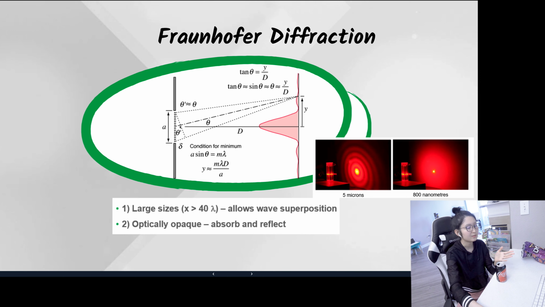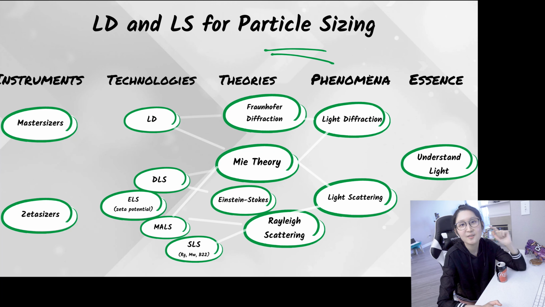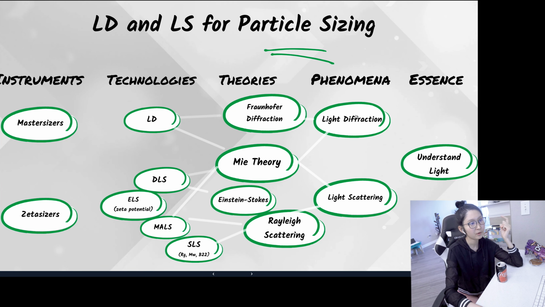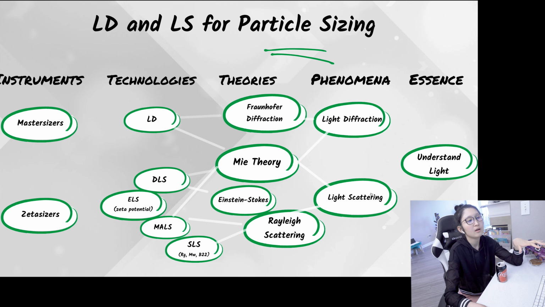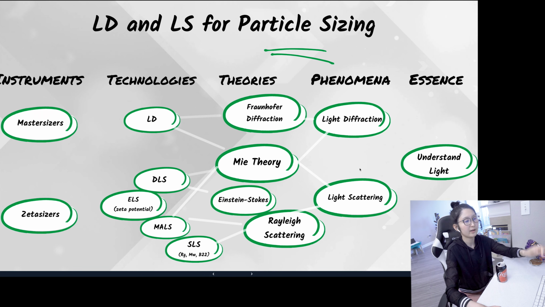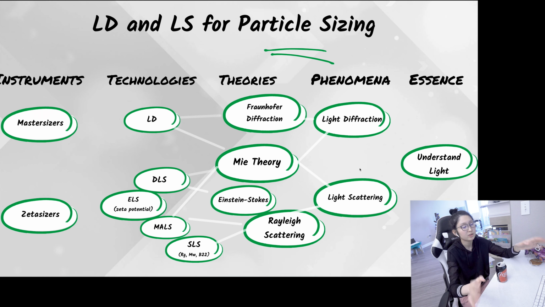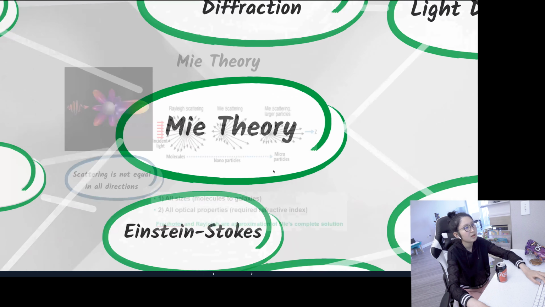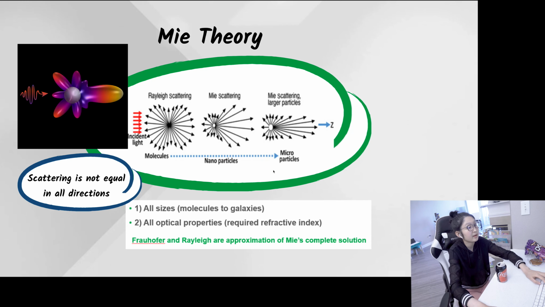Otherwise, it's pretty obvious. Okay, now comes the superstar, Mie theory. As you can see here, I drew lines pointing from Mie theory to both diffraction and scattering, because it covers both and the range in between, which is the majority of things that exist. So that's why we use Mie theory, and that's why it's a superstar.